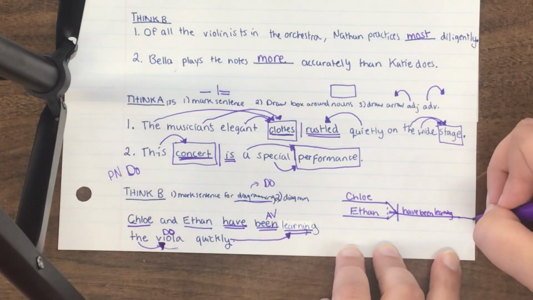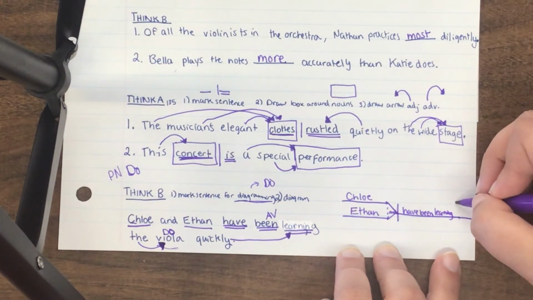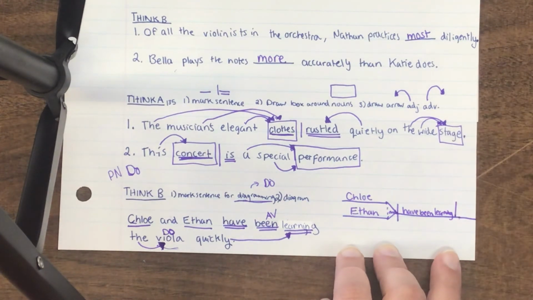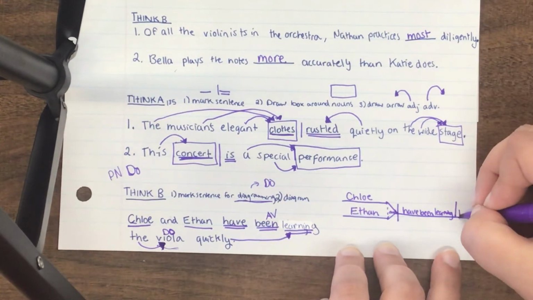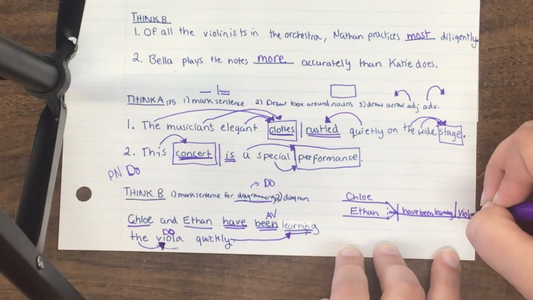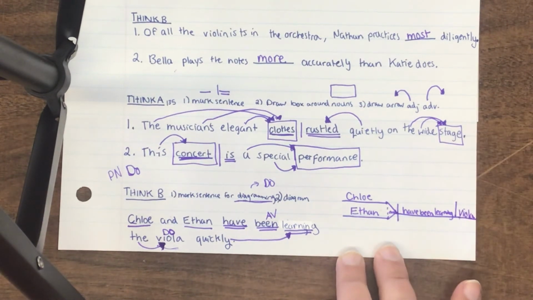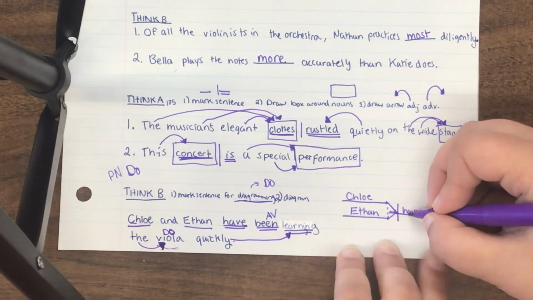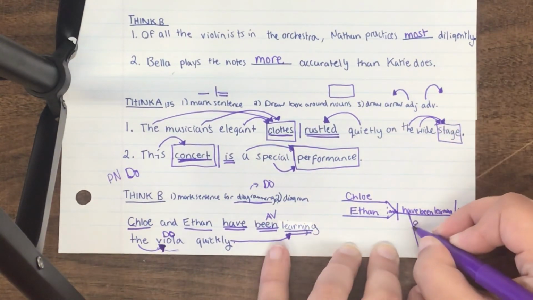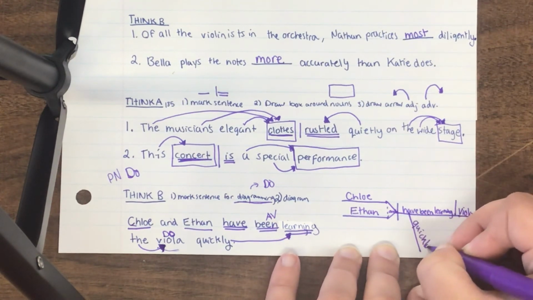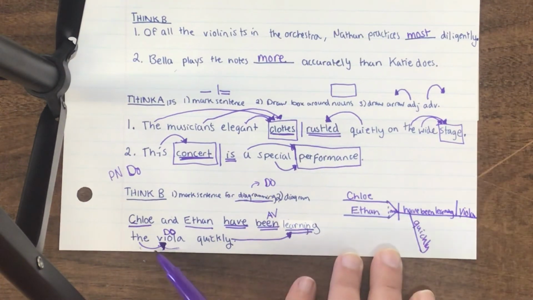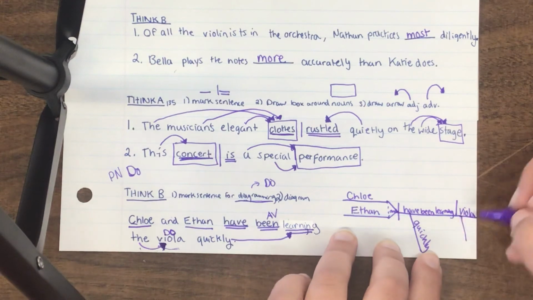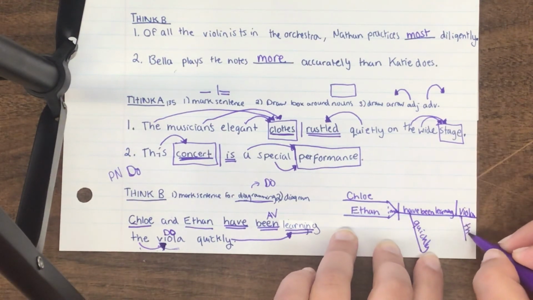And then if I have a direct object, I put a line directly up and down like that. And I put Viola, my direct object, over there. There we go. Now I have the structure. Now I just need to add the describing words. So quickly is describing learning. So I put a line over here and put quickly on it. And the is describing Viola. So I put a line down here and put the on that.